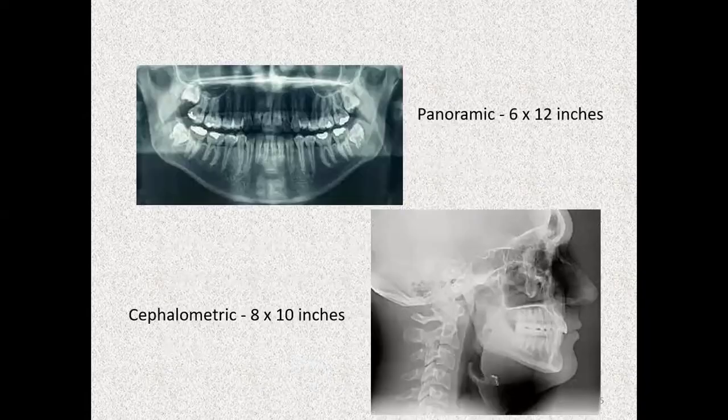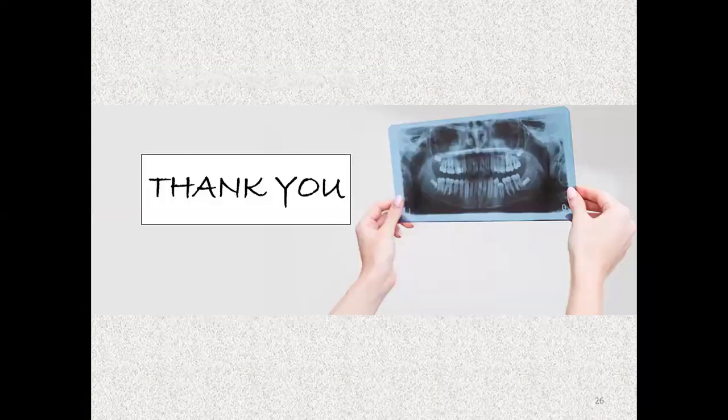Now we have got the image of a panoramic radiograph, with a film size of 6 by 12 inches, and also the cephalometric radiograph with a size of 8 by 10 inches. So this was about the radiographs used in dentistry.